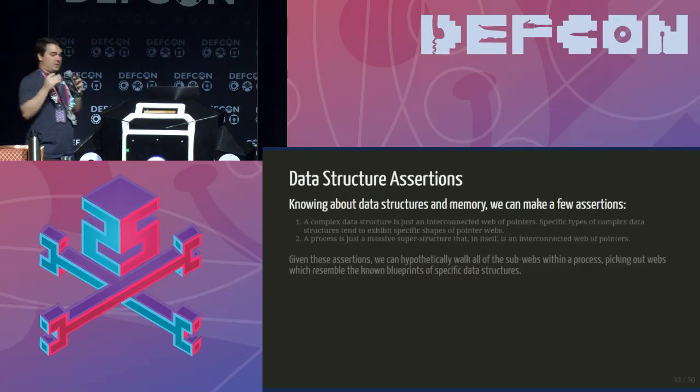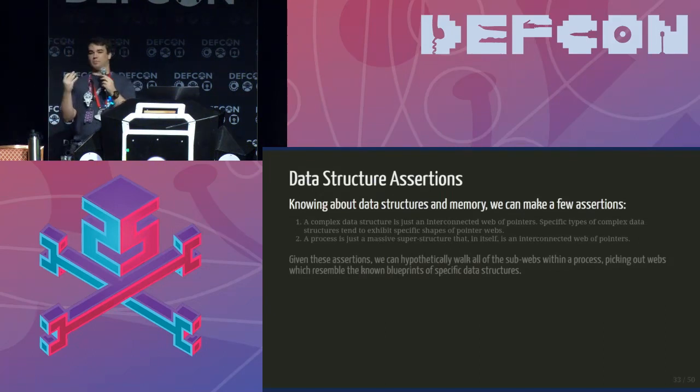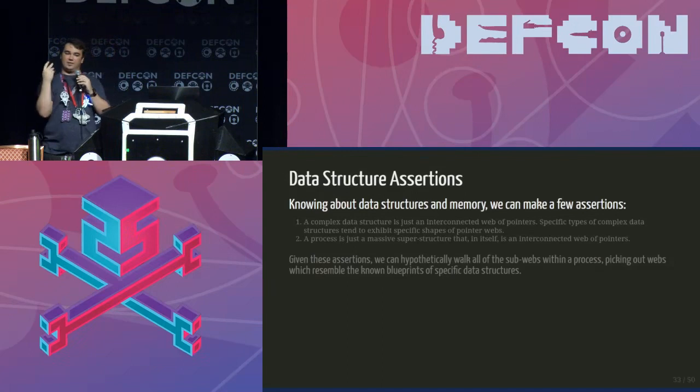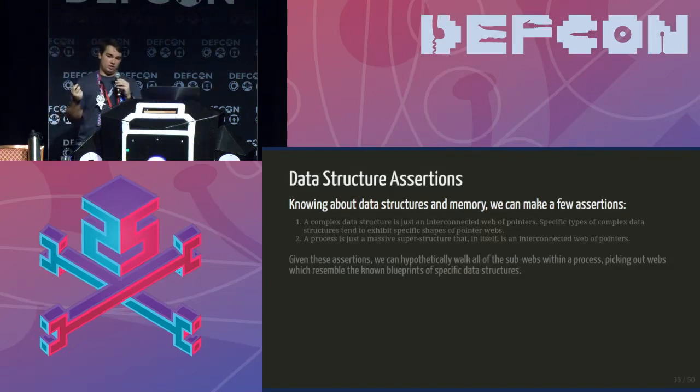So we have to make a few assertions first. The first assertion is that a data structure is just a complex interconnected web of pointers. Just pointer pointing here, pointing there, pointing there, pointing there. But each data structure has very specific characteristics and shapes. And if we can detect those characteristics and detect those shapes, we can detect the entire data structure. Furthermore, a process is just a massive, super complex data structure. So if we take the web that is that process and try to sort through it, then we can find all of the data structures which it contains.